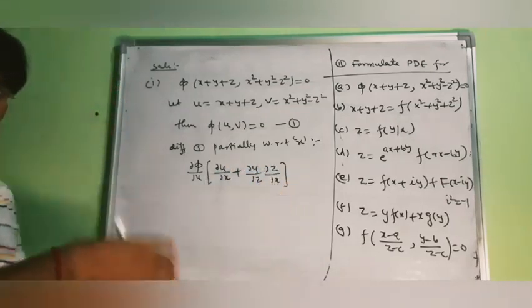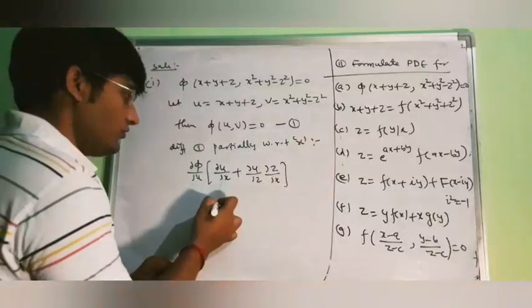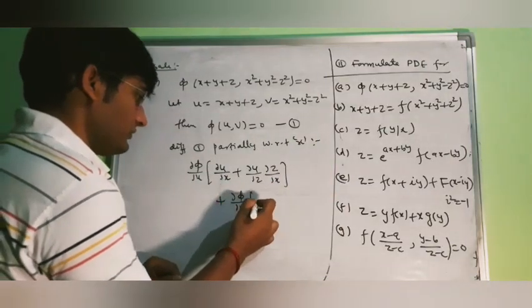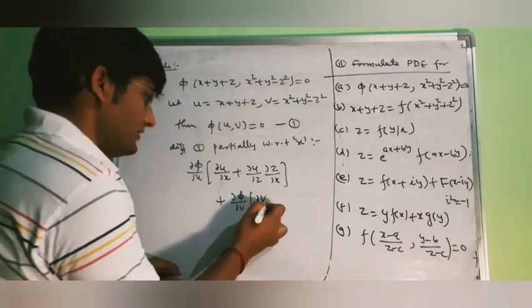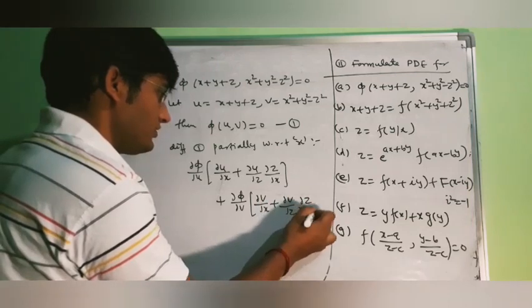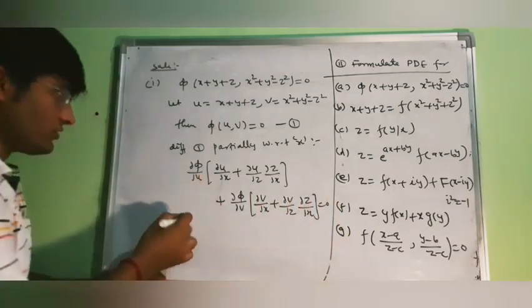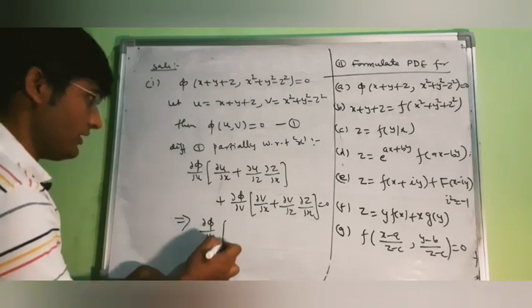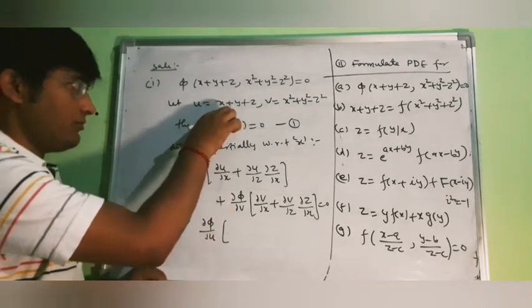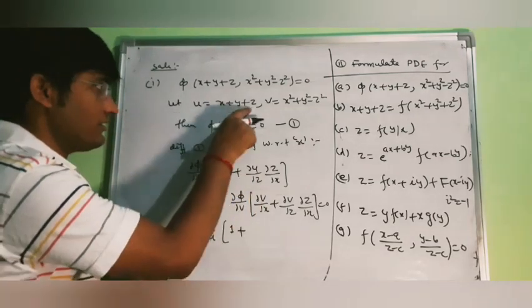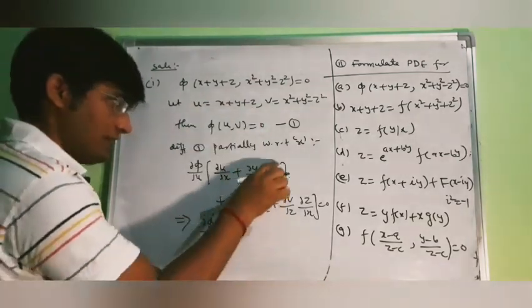We are solving in a similar fashion as we have derived the formula, and then we will have del phi upon del v, and then del v upon del x, and then del v upon del z into del z upon del x. This will be your 0. So here you can see that this is your del phi upon del u and del u upon del x. Now the partial differentiation of u with respect to x is 1, and del u upon del z is again 1, and del z upon del x is p.